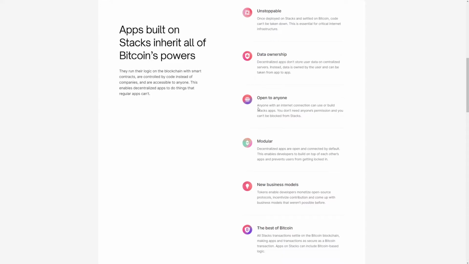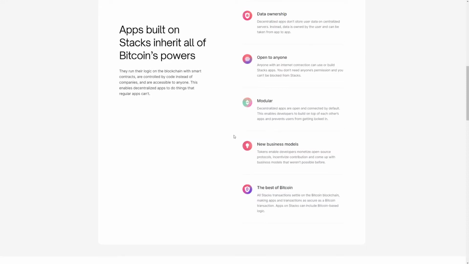Also, they are open to anyone, so anyone with an internet connection can use or build stacks apps because you don't need anyone's permission and you cannot be blocked from STX. It's also modular because these decentralized apps are open and connected by default. So this enables the developers to build on top of each other's apps and prevent users from getting locked in. It's also open for new business models because there is this tokenization.